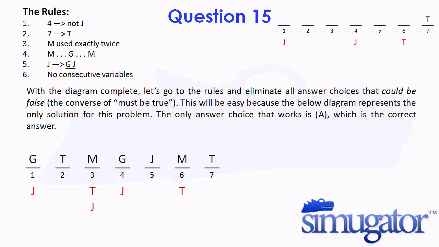With the diagram complete, let's go to the rules and eliminate all answer choices that could be false, which is the converse of must be true. This will be very easy because the diagram below represents the only solution for this problem. The only answer choice that works is A, which is the correct answer.